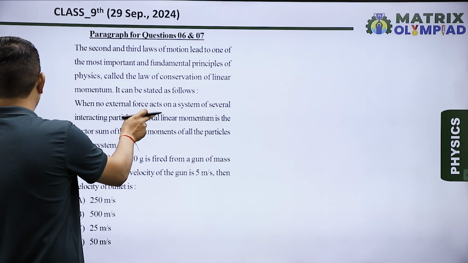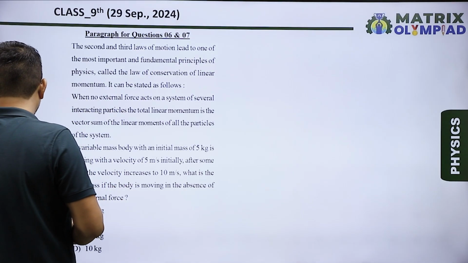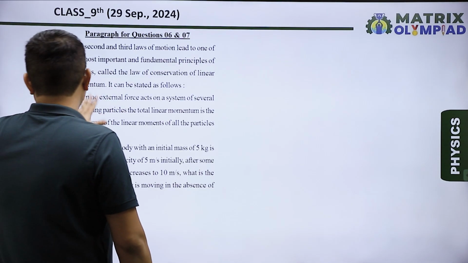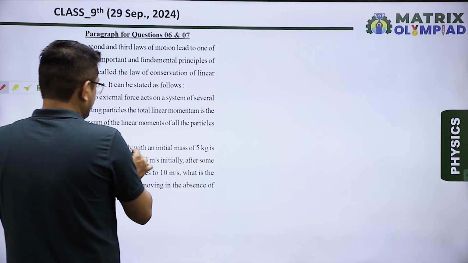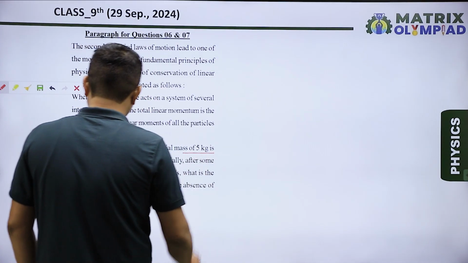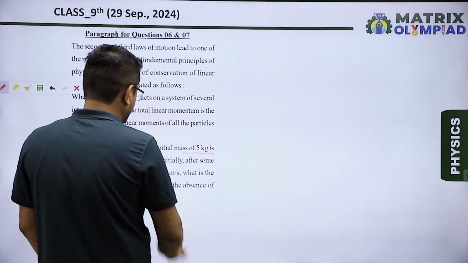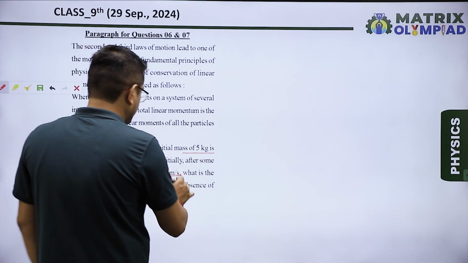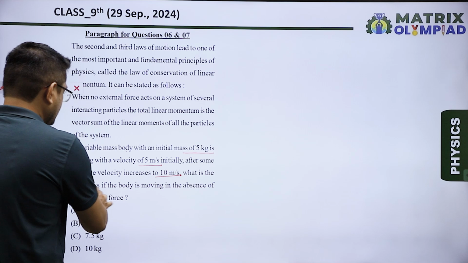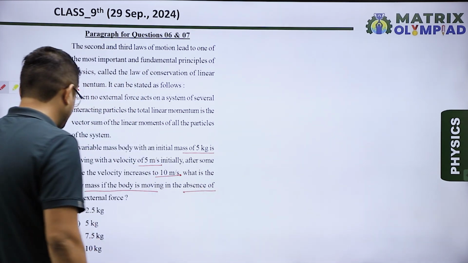Next question. Question number 7, which is based on the same paragraph. So it is said a variable mass body with an initial mass of 5 kg is moving with a velocity of 5 meter per second initially. After some time, the velocity increases to 10 meter per second. What is the new mass if the body is moving in the absence of any external force?